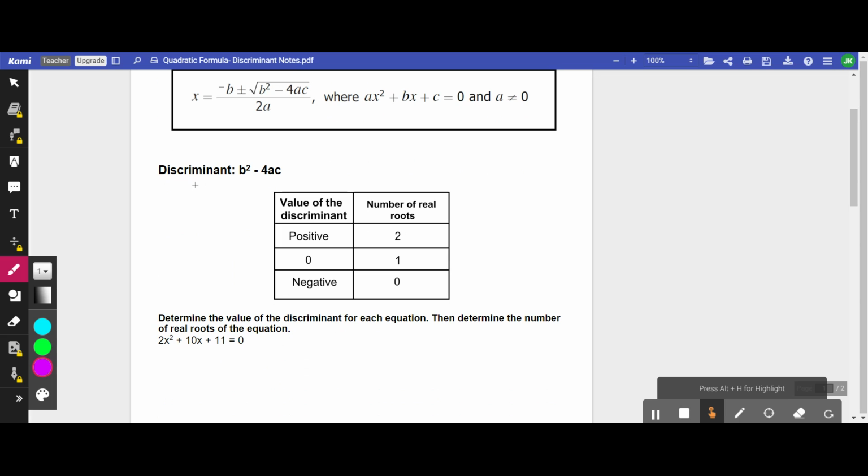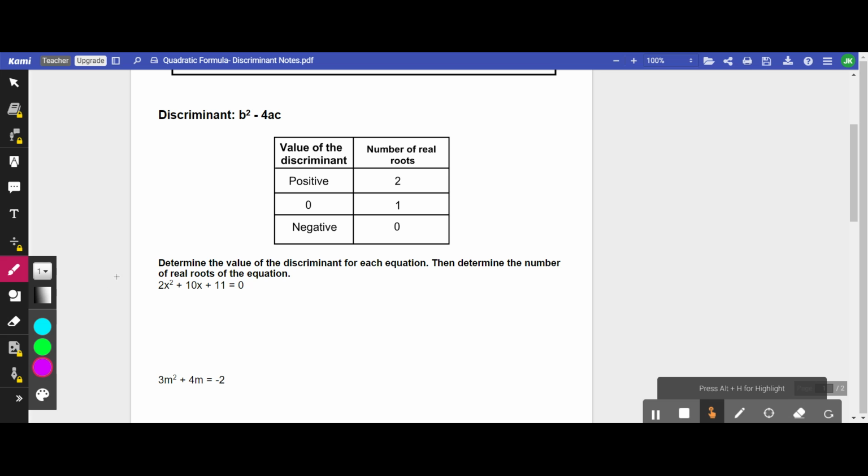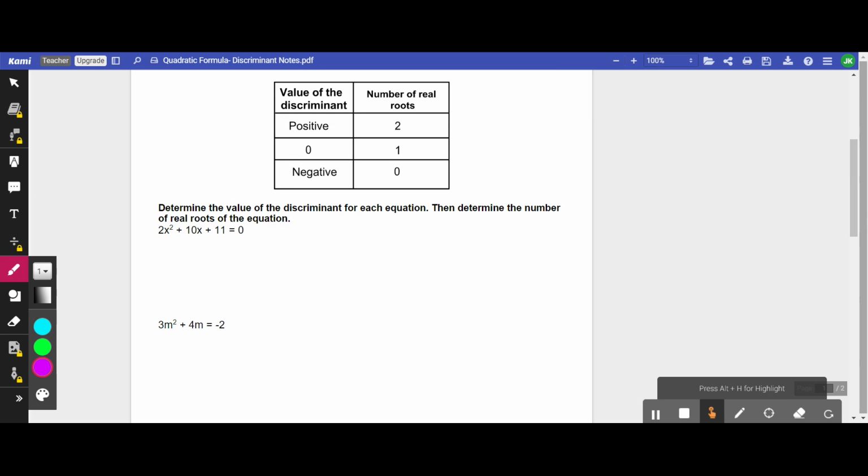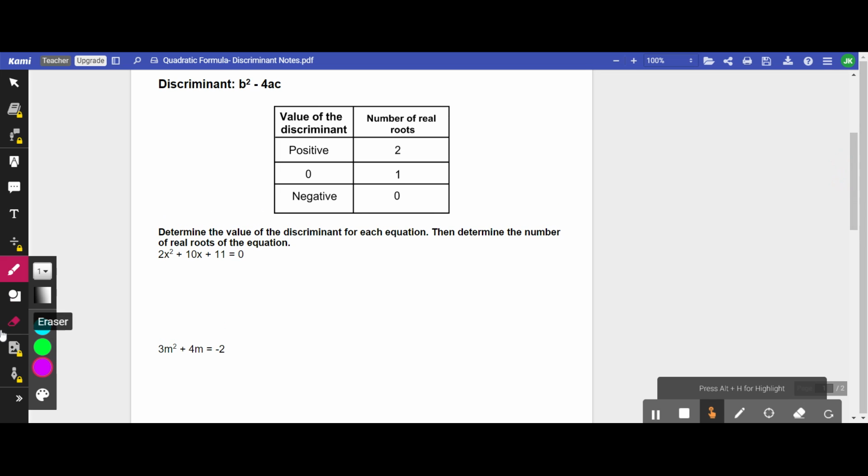So when you start these, you want to make sure everything's on the same side. So for this first one here, this all is on the same side, because you have 2x squared plus 10x plus 11. So this is asking you to find the value of your discriminant. So you'll need to figure out what your a, b, and c would be first. Your a will be the coefficient of your x squared term. Here, a will be 2 then.